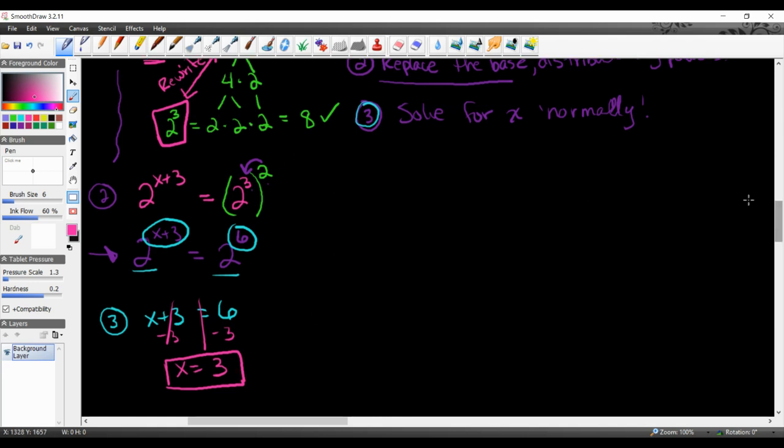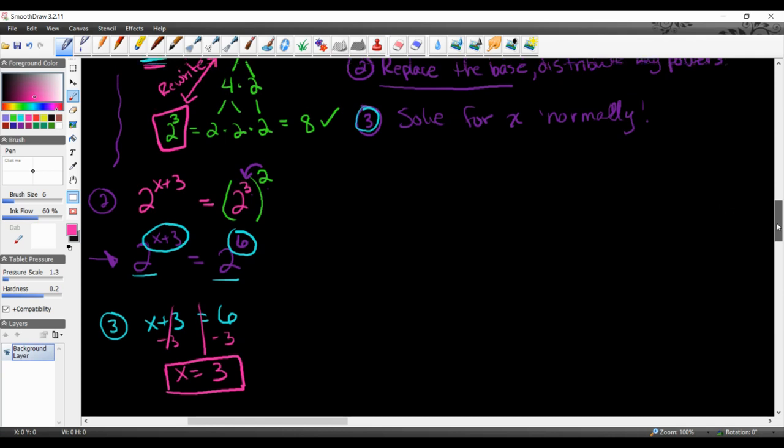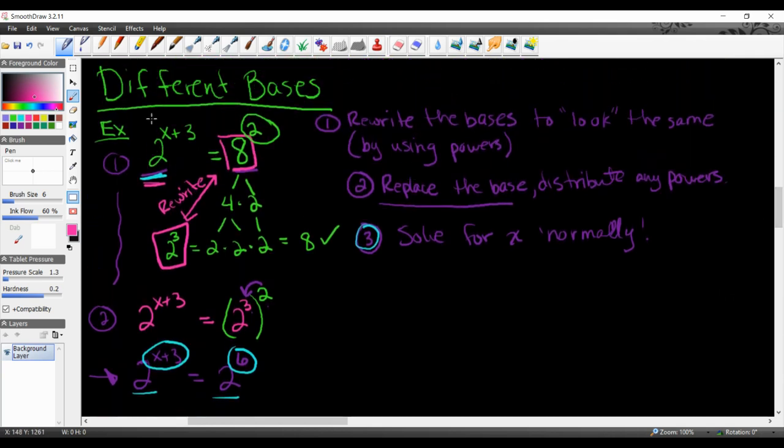And if you wanted to check it, I'm not going to make you check it, but if I did require you to check it, okay, you would plug in the 3 right here and say, well, 3 plus 3 is 6, okay? 2 to the 6th power is, I believe it's 64, okay? And then 8 to the 2nd power, which is 8 times 8, is also 64. So, it would check out.